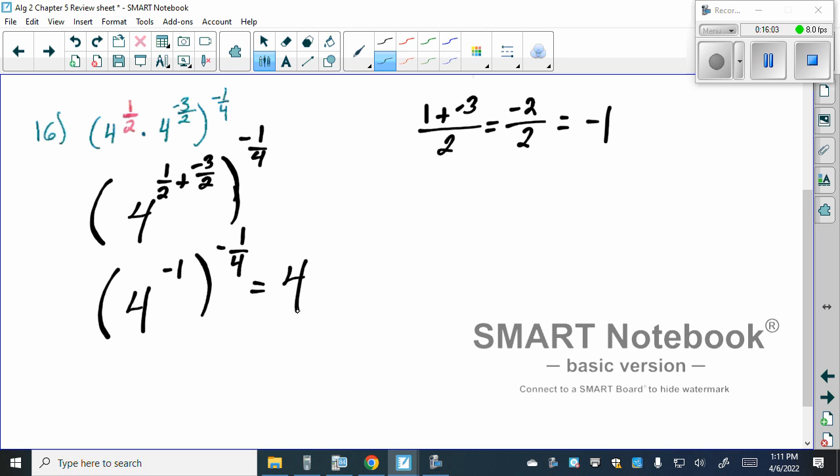Well, the next part is that powers of powers multiply. So we'd say negative 1 times negative 1/4. Well, the negative and negative make a positive, and 1 times 1/4 is 1/4, so we get 4 to the 1/4. So we're going to get to, hopefully, the function operations.